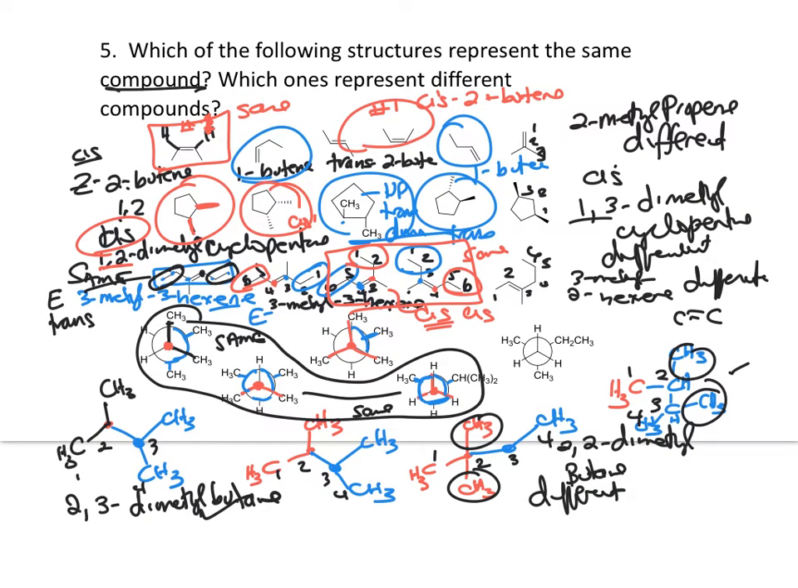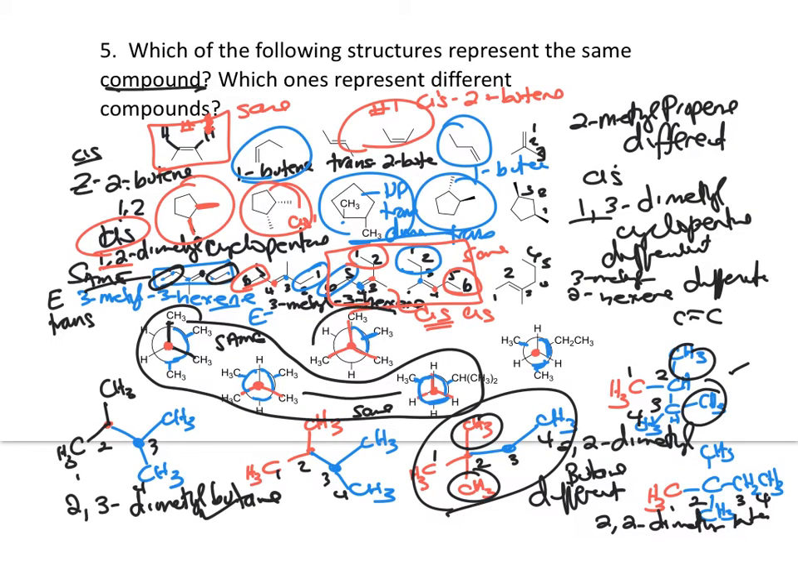Let's look at the last one here. We have a CH3, and it's connected to the blue carbon. And that blue carbon is connected to a CH3, connected to another CH3, and is connected to a CH2, CH3. And if you do the name on this, maybe 2,2-dimethylbutane. And that is the same as this compound here. So these two are the same.